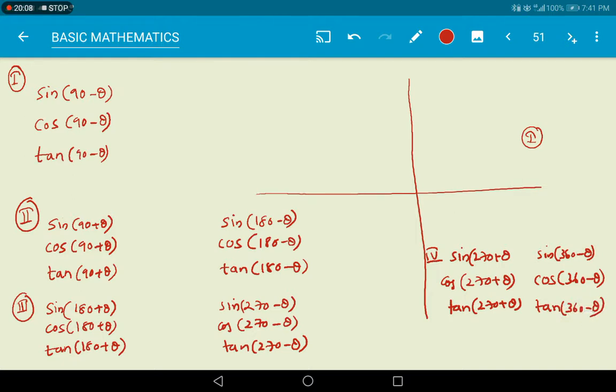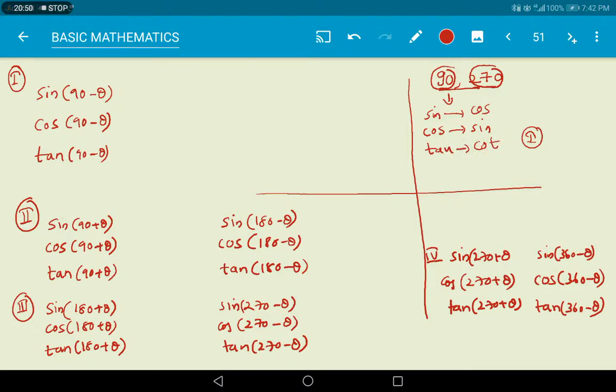Let us see. To write the values of all these functions, we should know some certain rules. What are the rules? If you see base angles 90 and 270 in a function, then sine becomes cos, cos becomes sine, tan becomes cot.